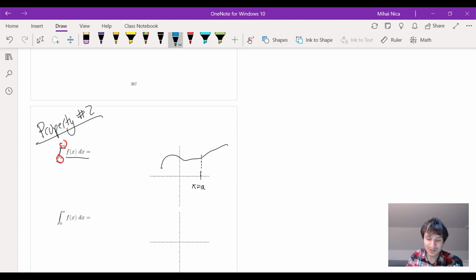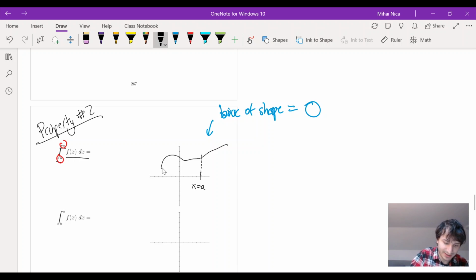So this answer, the area under this curve, the width or the base of this shape, equals 0. The width of the shape is 0. So it doesn't matter what the height is. Because the base is 0, this area is 0 no matter what. So this is a nice property. This integral is 0 no matter what f is. No matter what f is.